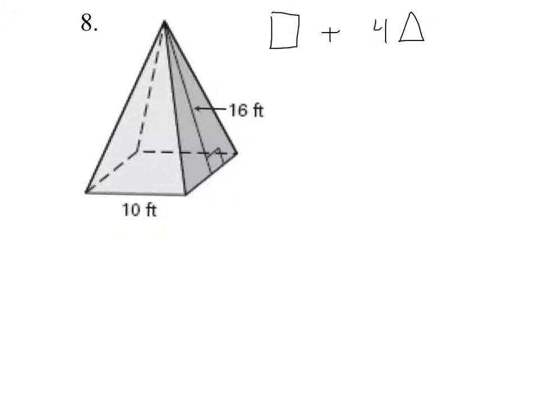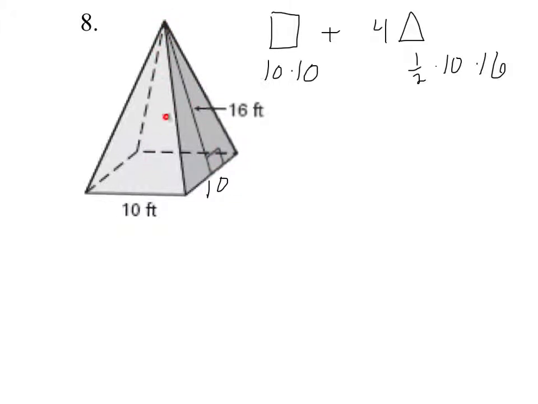Well, if this is 10, then this is 10 also. So the square is 10 by 10. And how about the triangles? Well, if that's 10 and the height of the triangle is 16, then we can do 1/2 10 times 16. And the reason why 16 is the height of the triangle, it's not the height of the whole pyramid.